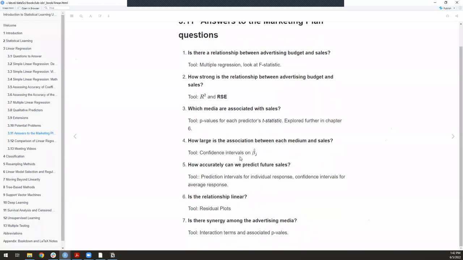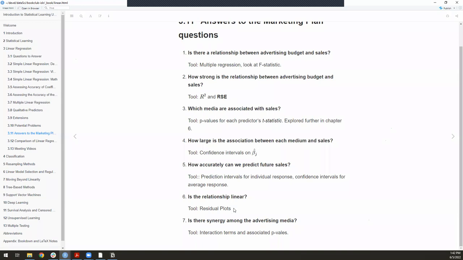And they say, okay, how large is the association? That's where you look at the confidence intervals on your slope parameters, your beta parameters. I say slope because I'm thinking linear here, but we should call it the linear coefficient. Then, how accurately can we predict sales? They say to use prediction intervals for an individual response, and if you want an average response, use a confidence interval.